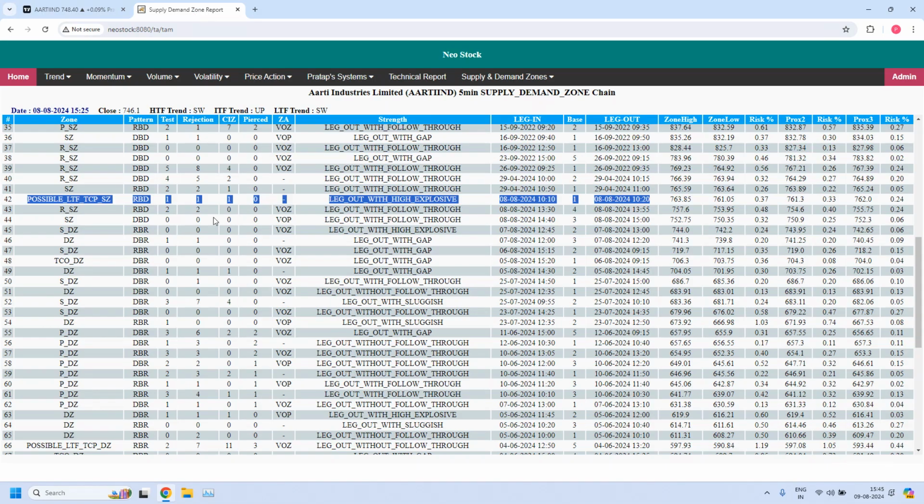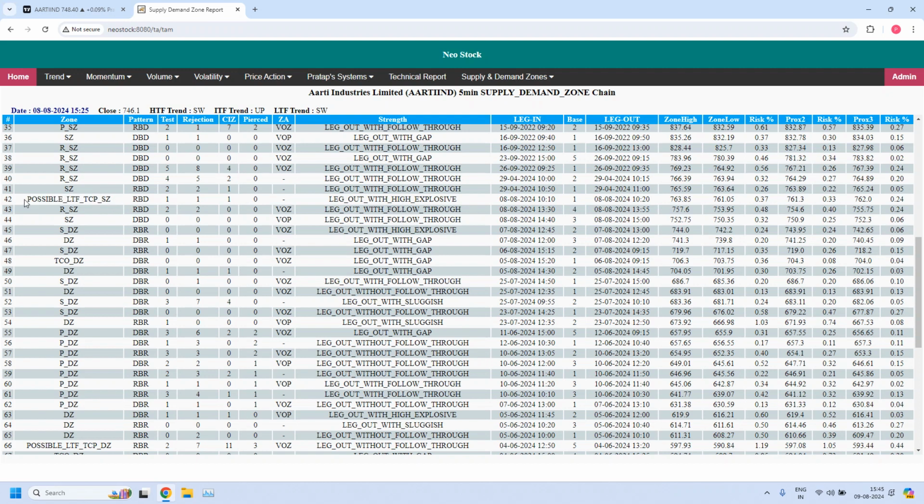So that's why I took the help of the NeoStock supply demand zone chain. This is the AARTIIND supply demand zone chain. See the index number 42 here. Here we have a high liquidity zone. Actually, this is the low priority high liquidity zone, but among all the low priority high liquidity zones, this is the highest priority among all the low priorities.